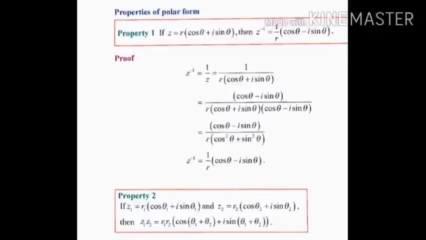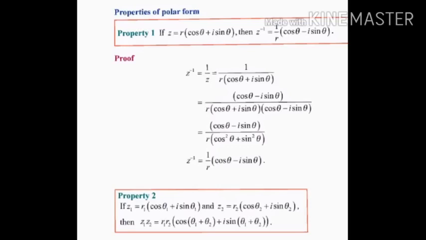Before starting with exercise 2.7 second sum, we are going to see the properties of polar form. We are having three properties here. The first property is, if z equal to r cos theta plus i sin theta, then z inverse is equal to 1 by r into cos theta minus i sin theta. Second property, they are given z1 and z2. If you multiply z1 and z2, you will get the value as r1 into r2 cos of theta 1 plus theta 2 plus i sin of theta 1 plus theta 2.